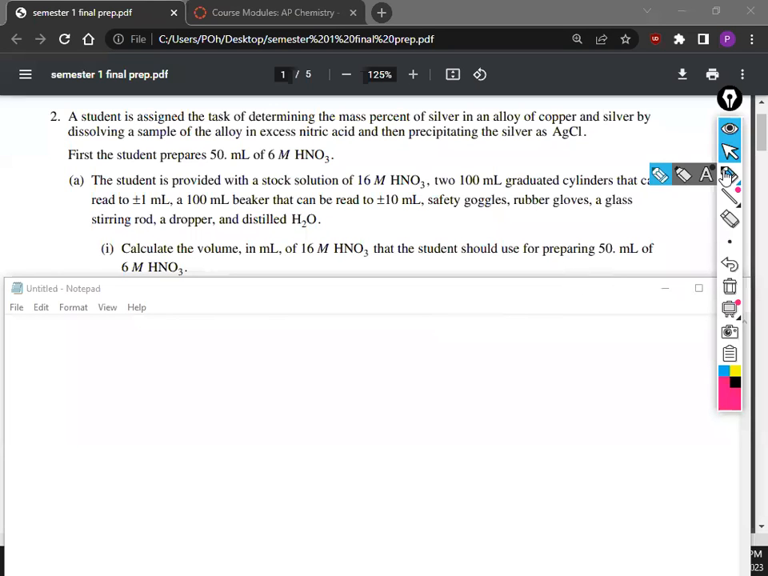Okay, so in this FRQ, this is an example of a long FRQ. If you guys take a look at it, there are many parts to this. And so this is an example of what you'll see on the AP test. I think there are 2 of these on the AP test.